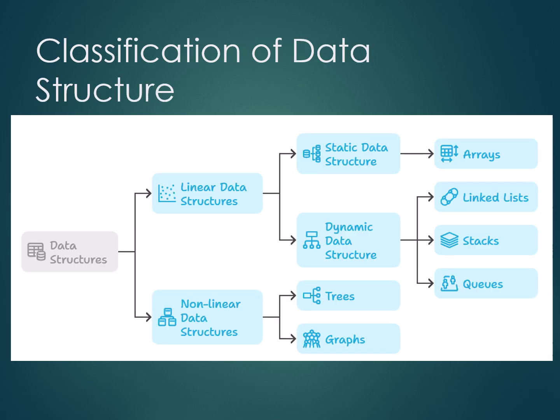Classification of data structures. Data structures can be classified into linear and nonlinear types. Linear structures like arrays and stacks access elements sequentially, while nonlinear structures like trees and graphs store and access data in a hierarchical or connected fashion.